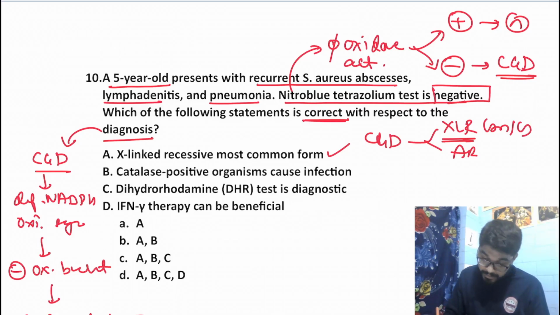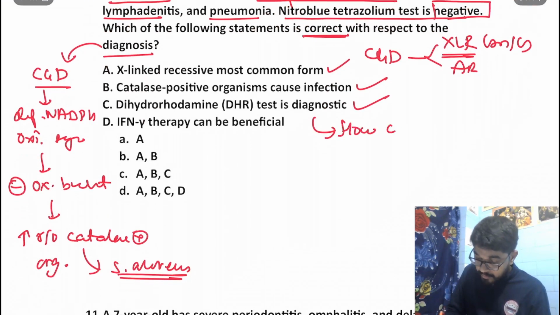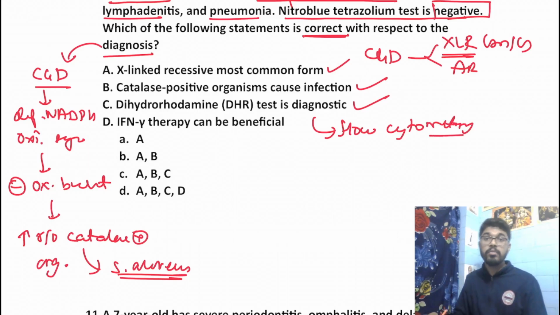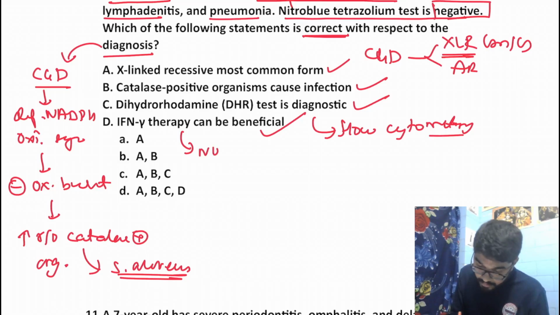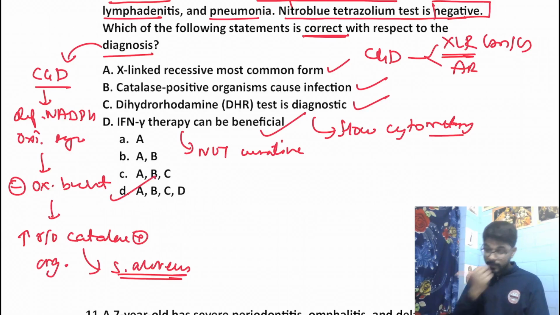Okay. Catalase positive organisms cause infection. That's a true statement. Dihydrorhodamine test is diagnostic. That's a true statement. It is a flow cytometry based test and is better than nitro blue tetrazolium test. Okay. And interferon gamma therapy is beneficial. That's also a true statement. It is beneficial, but remember that it is not curative. So answer would be D, all of them.